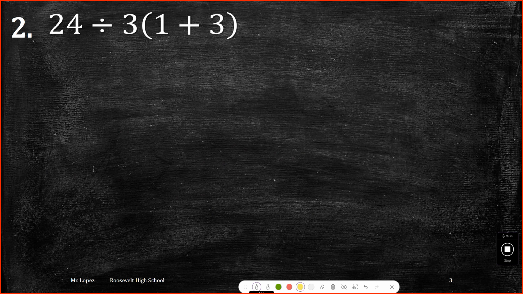Problem number 2. Pause the video and then tell me what you think the answer is. Okay, so now, what's the answer? Let's see, what should we do first? Well, if we follow the story, we've got to do parentheses. Let's go ahead and do parentheses. 1 plus 3 is 4. See, I'm already putting that little dot here to mean something.